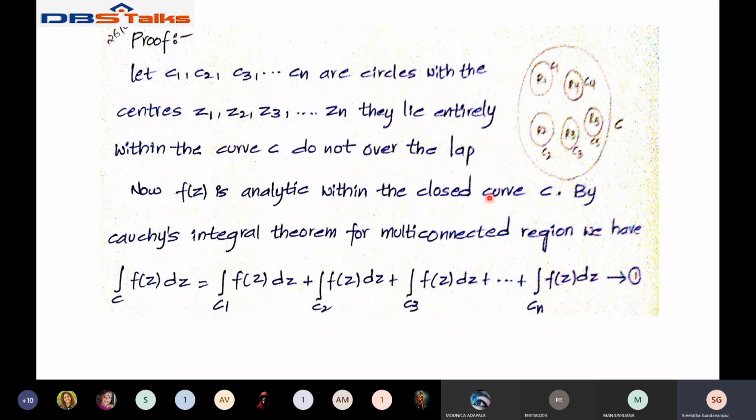By using Cauchy's integral theorem for multi-connected region, we have integral over C f of z dz equal to the sum over all the circles C1, C2 and so on Cn. So that is equal to integral over C1 f of z dz plus integral over C2 f of z dz and so on plus integral over Cn f of z dz. Let us call this equation 1.